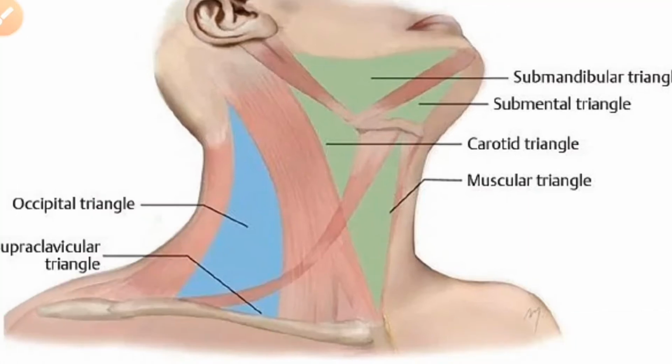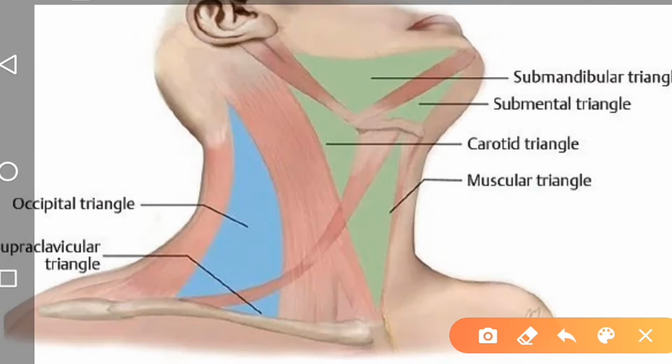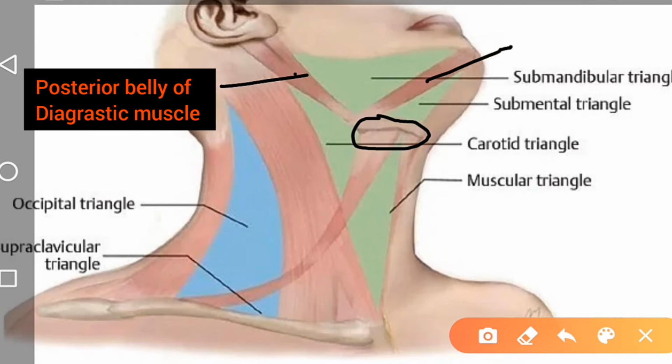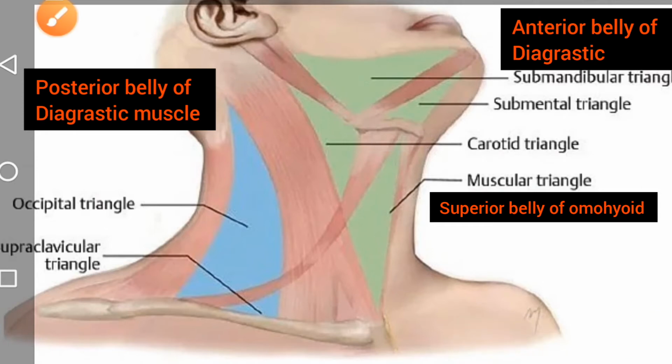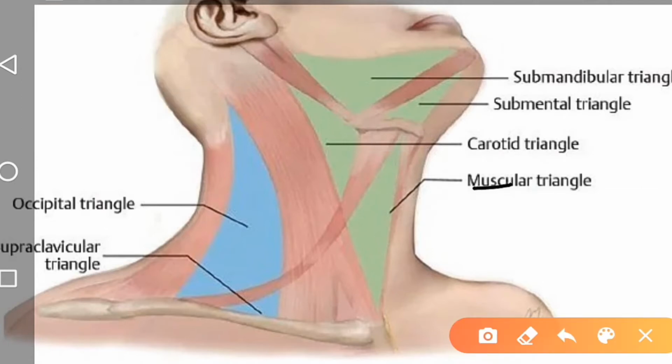Now this anterior triangle of neck is further subdivided into four triangles by the hyoid bone and some muscles. Here's the hyoid bone, and with the help of muscles such as the posterior belly of digastric, anterior belly of digastric, and superior belly of omohyoid, it is further subdivided into four types. They are the muscular triangle here, the carotid triangle here, the submental triangle, and the submandibular or digastric triangle.